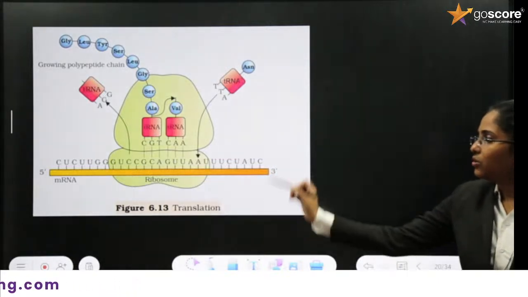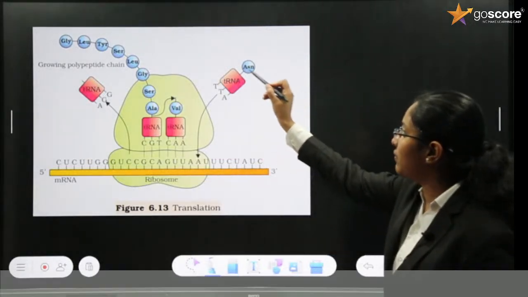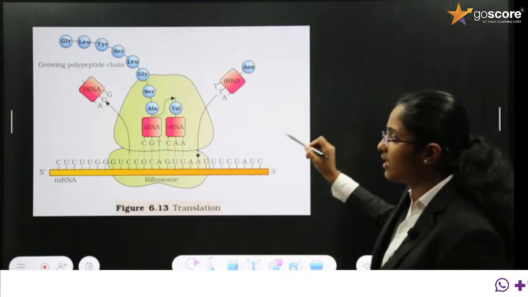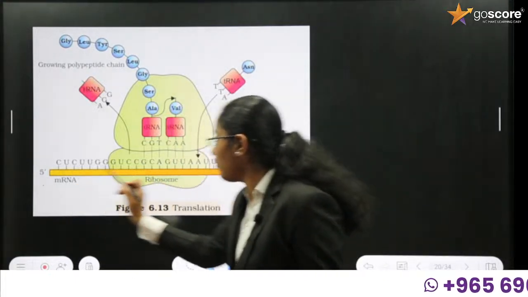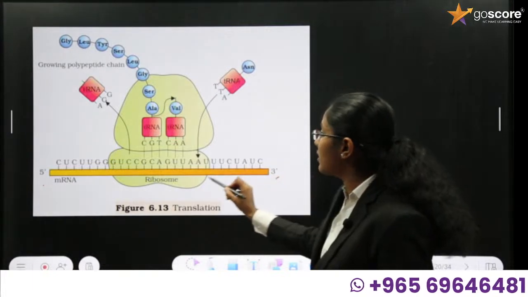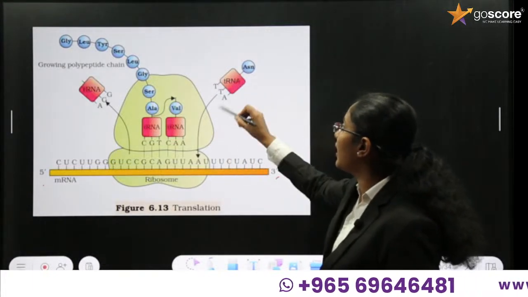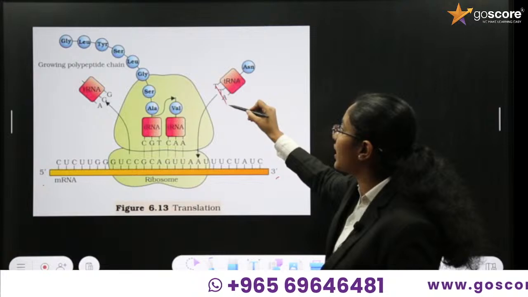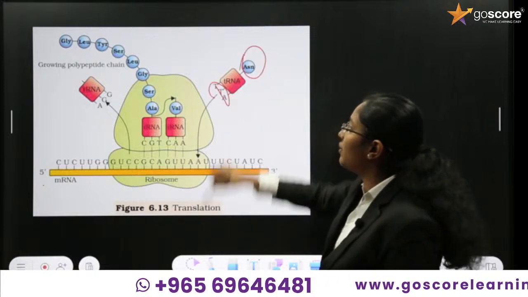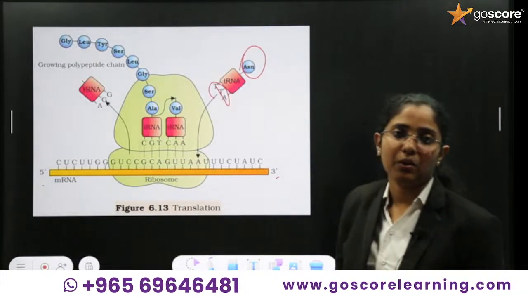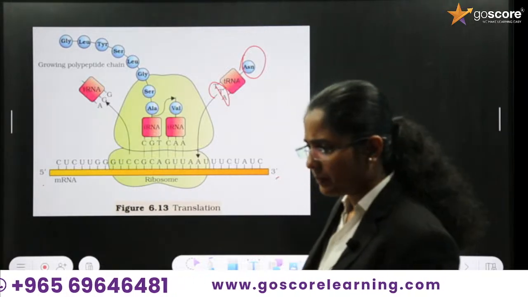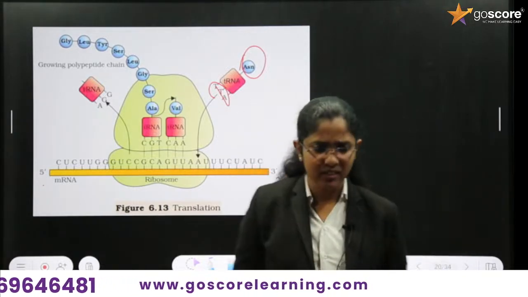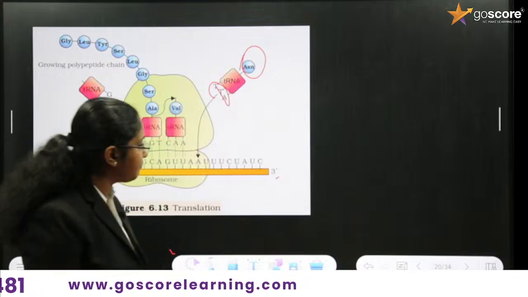So it is also important to note down the different things present inside this. See, there is an mRNA which has a 5 prime and 3 prime end. There is a ribosome, there is a tRNA, a tRNA molecule which has an anticodon site and an amino acid. Okay, got it? If you get it, you can give me a thumbs up.